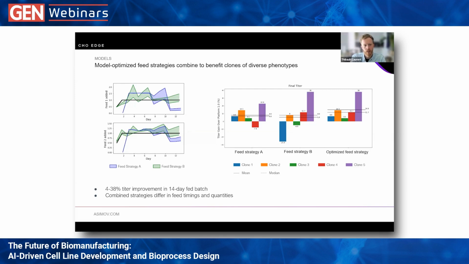The idea at that stage, and this is the first time we are screening the clones in a fully controlled environment through a 14-day fed batch, is not to fine-tune the feeding strategy, but to find the optimal baseline feeding strategy to maximize the performance of every single clone. Applying those feeds to 5 clones expressing the same molecule, we are able to demonstrate different responses, leading to between 4 and 38% titer improvement in our fed batch process compared to our baseline platform process.